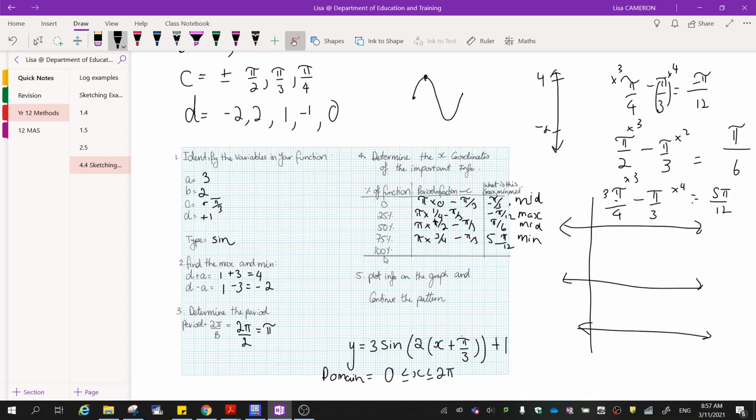Okay, next one we're doing is the 100%, so it'll just be pi times 1 minus pi on 3, which is going to give me 2 pi on 3, which will be mid. So we have mid, max, mid, min, mid. Okay, so in the next video, I'll show you how to put this onto a graph. Or, yeah, we'll do it in the next video.